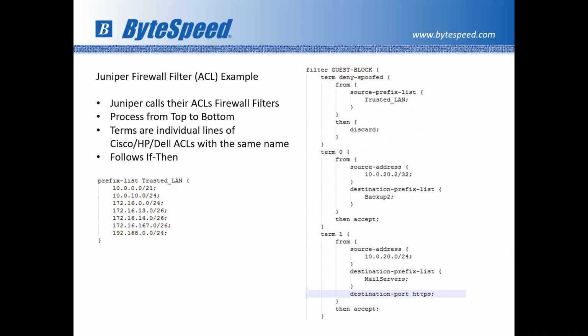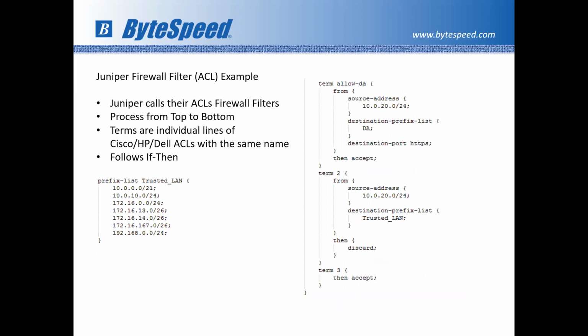So first it starts at the top of the list. It goes, hey, is this source prefix of our trusted LAN? No. So then it goes to term 0. Is the source address specific to 20.2? No. So then it goes to term 1. Source address is 20.0/24. So, okay, yeah, now we're in the subnet. Destination, we look at the destination now. Destination is not the mail servers. So then we skip out of term 1.